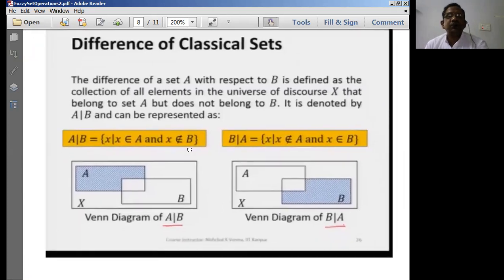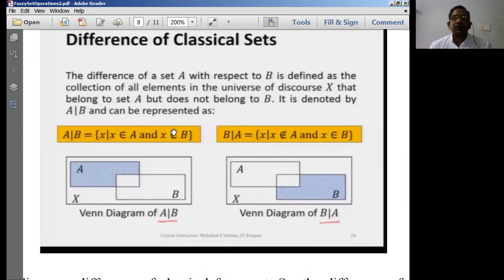The next one is going to be the difference of classical sets, say A minus B and B minus A, we can write. So A minus B means what? Imagine A is one set and B is another set. A minus B means whatever is there in the set B will simply be deducted from A.